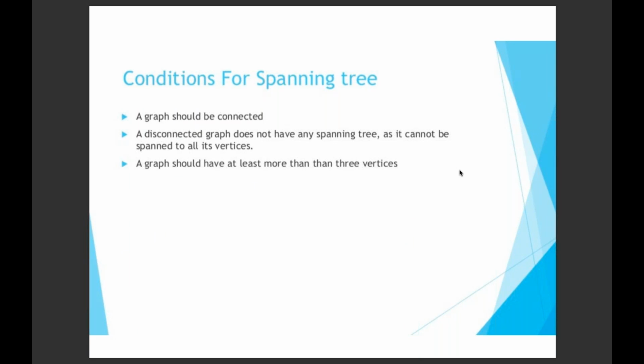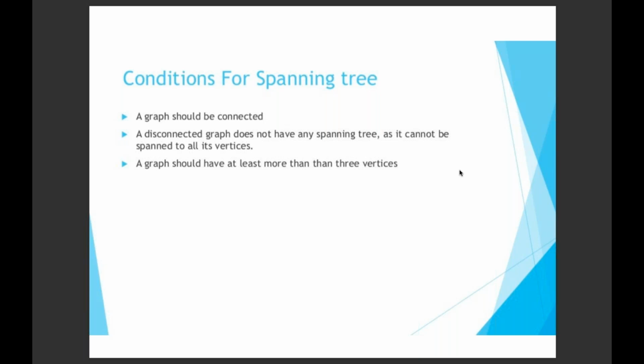Now, a graph should be connected. That's the first part. You cannot have a spanning tree if your graph is not connected. There may be some vertices lying here and there, but they are not connected to each other, right? So a disconnected graph does not have any spanning tree, as we cannot span it to all the vertices.